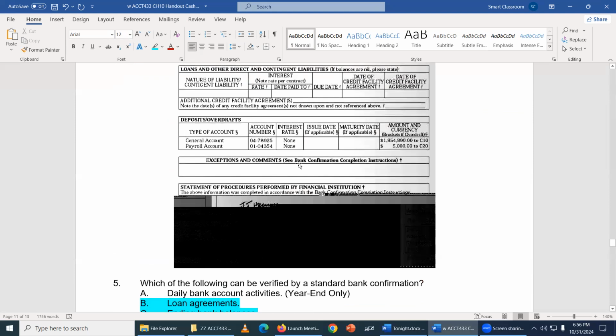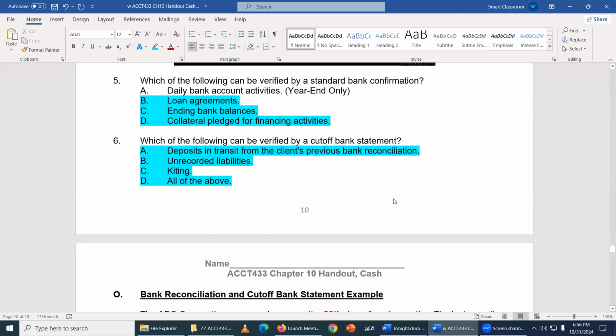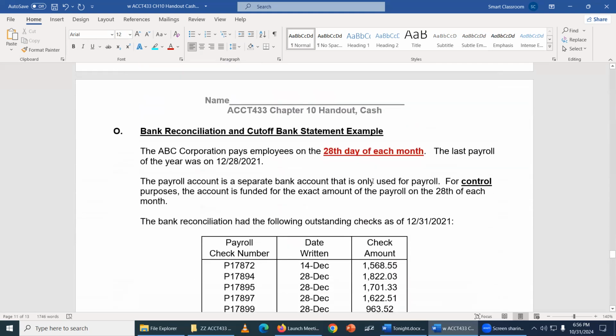And actually, if you look at this bank statement up here with the payroll, it says there's 5,000 in it. That's probably like the 5,000 that's always in that account. And if it goes below 5,000, then they know there's a problem.